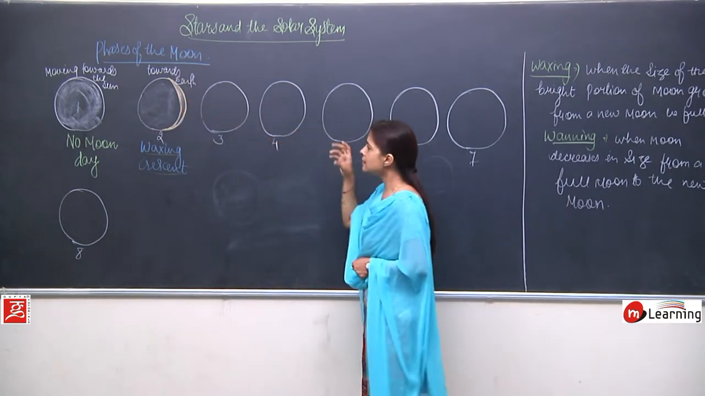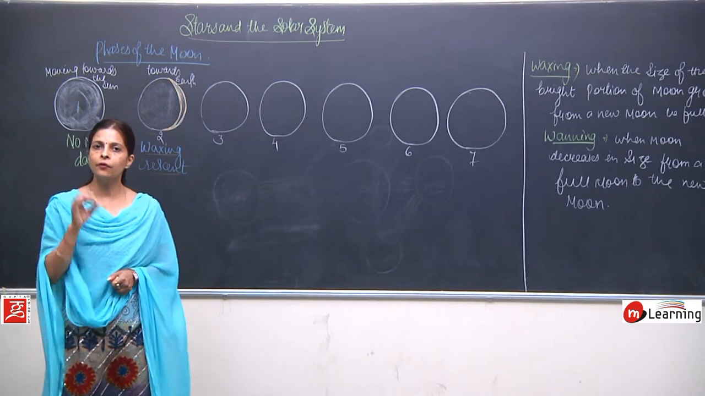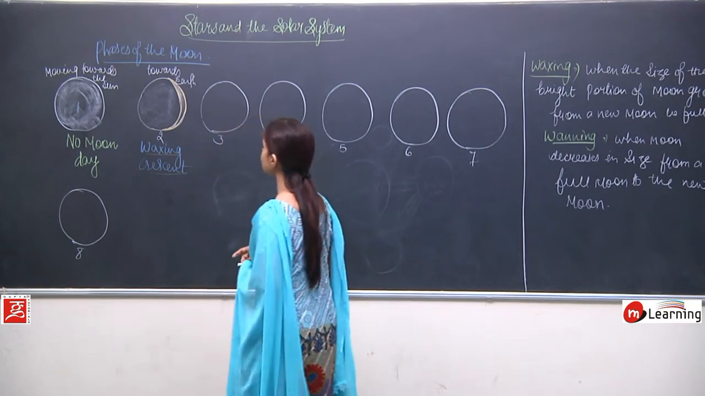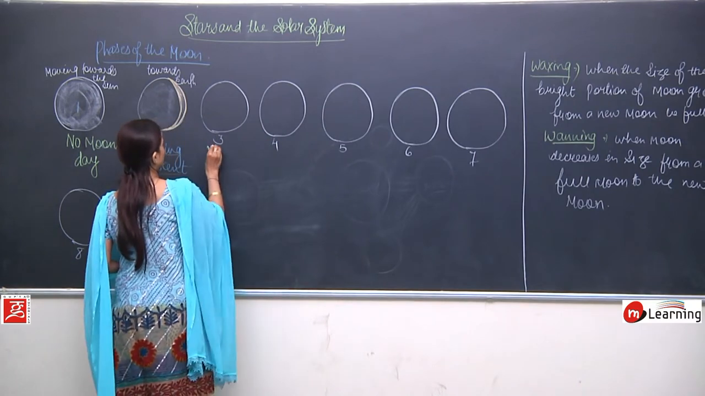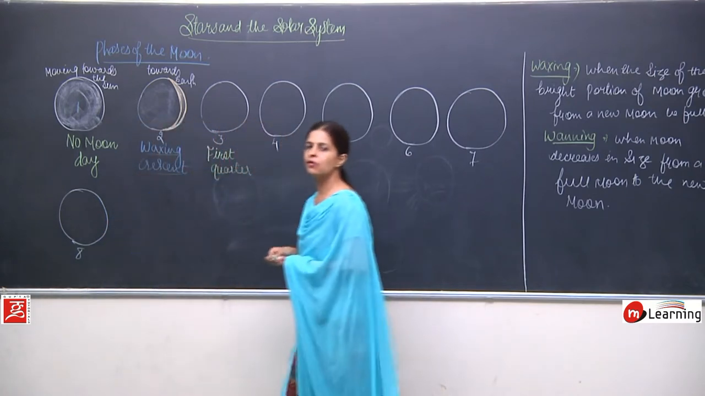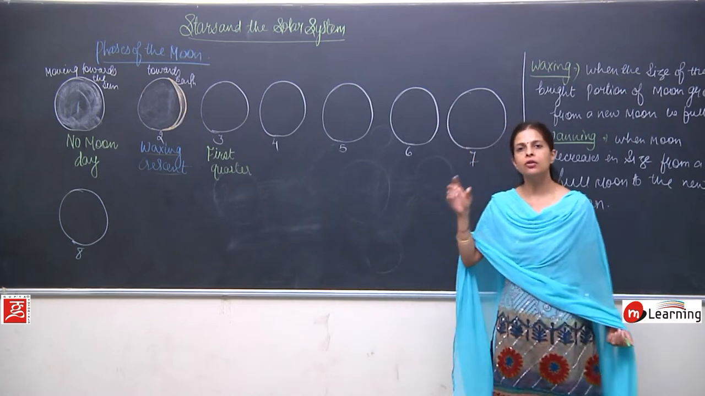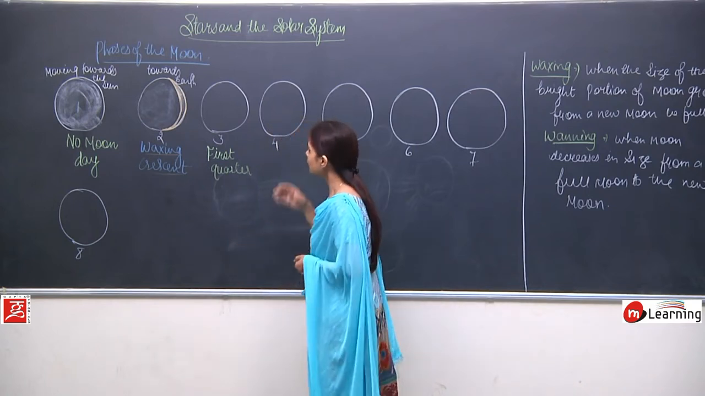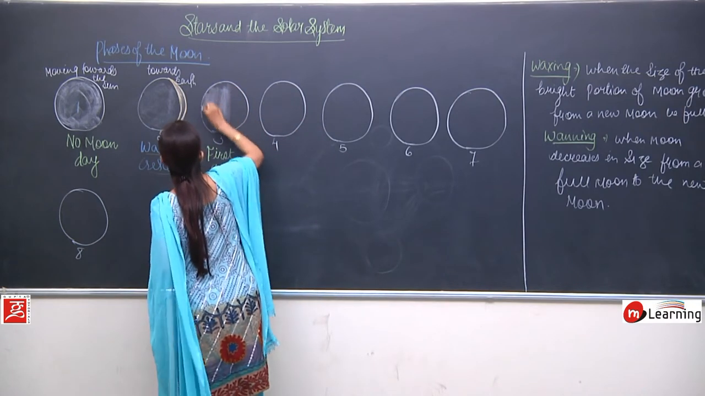Now, slowly this size will keep on increasing, till it attains its full size, that means the full moon day. Now the first is no moon day, the second is waxing crescent, and the third is first quarter. Now till first quarter, the quarter revolution of the moon around the earth gets over. And that is the reason again the size will increase, and it will be visible this much.